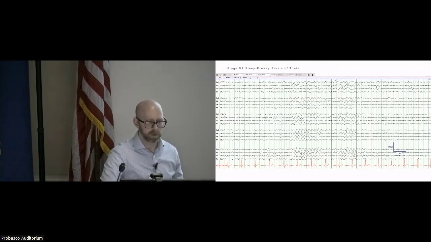And then you also may get some bursts of theta during drowsiness, like slower discharges. It can sometimes look a little rhythmic. It's nothing to really worry about. It's going to be normal.